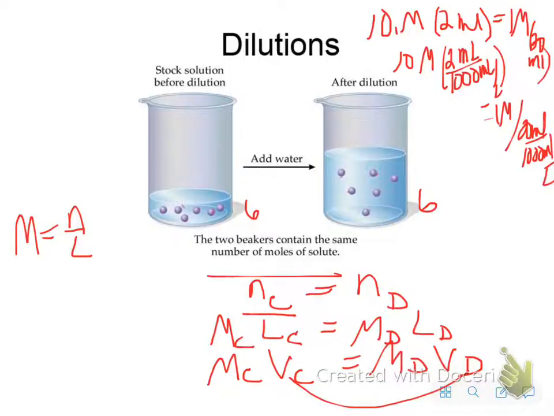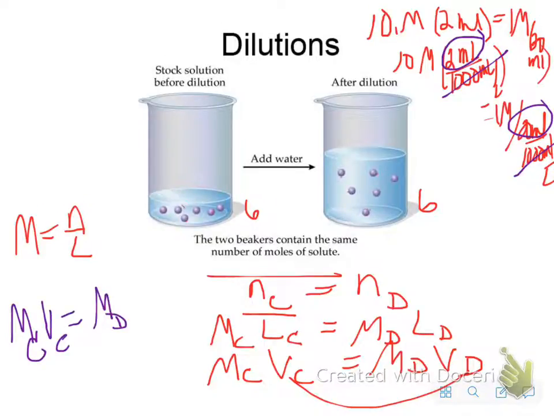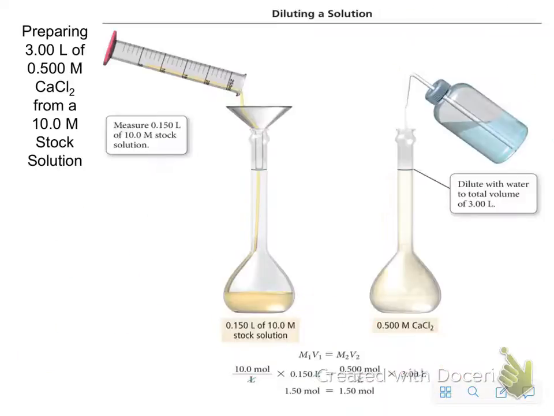I'm hoping you'll see the point that in both cases, on both sides of the equal sign, I'm dividing by 1,000. So therefore I can use milliliters on both sides. It doesn't have to be liters when I'm using the dilution formula. This is known as the dilution formula: McVc equals MdVd, concentrated and dilute. It doesn't matter what the volume units are as long as they're the same on both sides.